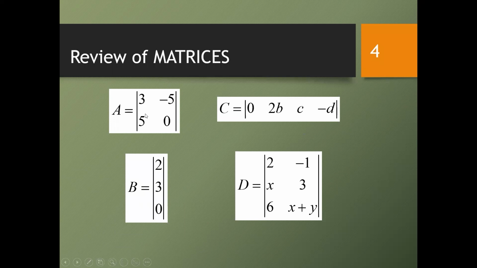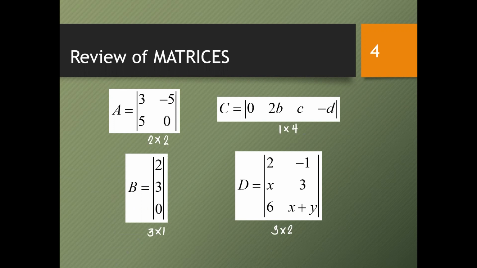So here, can you just tell me what are the dimensions of the matrices? A is, yes, 2 by 2. What about B? 3 by 1. Very good. C is 1 by 4. And then D is 3 by 2. Now I have a question. Letter D and letter C contain letters or variables. Are they still considered matrices? Yes. Take note that matrices can contain numbers, letters. They're still elements of the matrix.